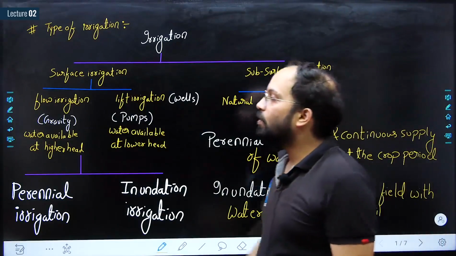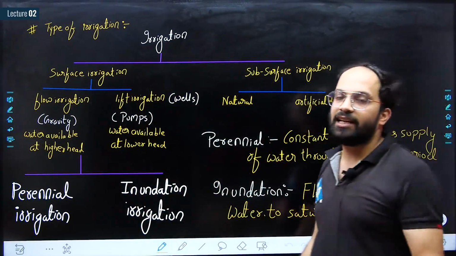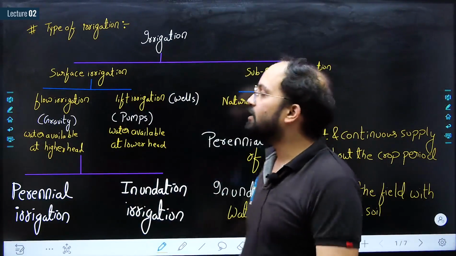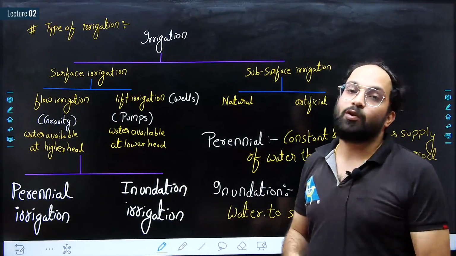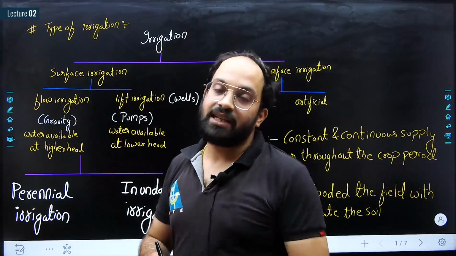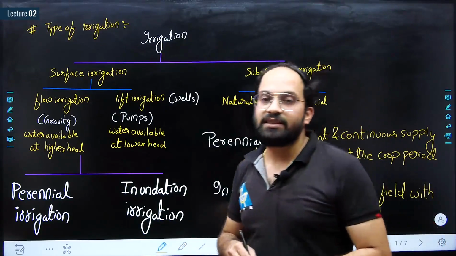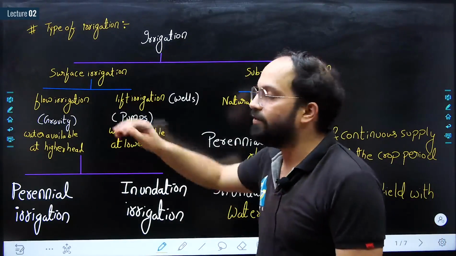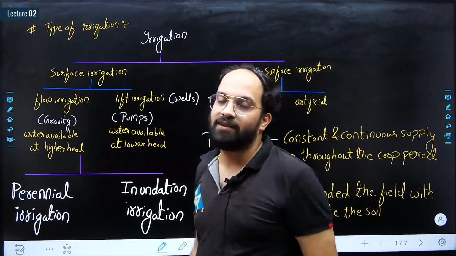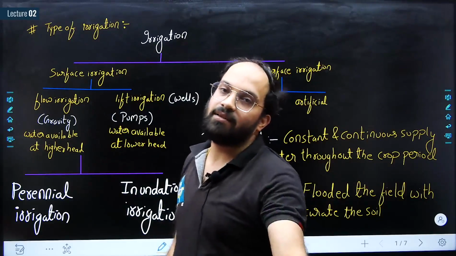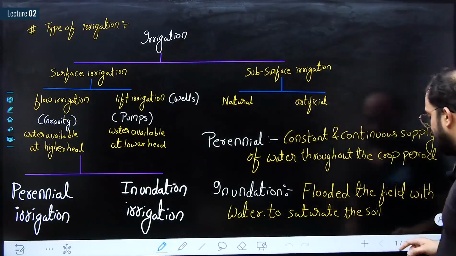So what will be the source for lift irrigation? That can be a well or any groundwater source. What will be the source of flow irrigation? Any river, by storage headworks or by diversion headworks, or by a combination of storage and diversion headworks, we can supply the water by flow irrigation. A dam is a storage headwork, and diversion headworks are weirs and barrages, which we will study in detail in our next chapters.